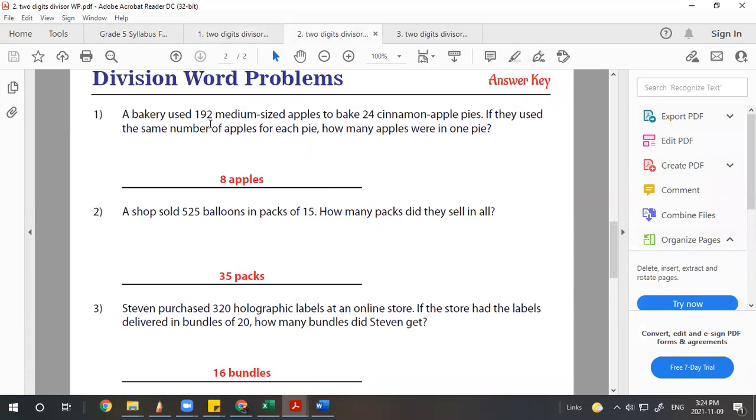A baker used 192 medium-sized apples to bake 24 cinnamon apple pies. If they use the same number of apples for each pie, how many apples were in one pie?